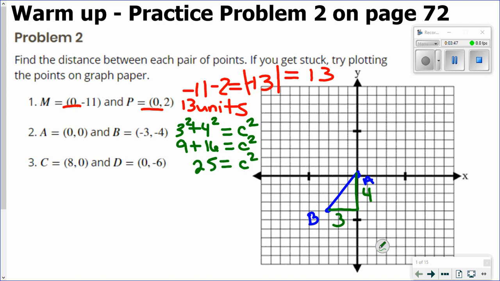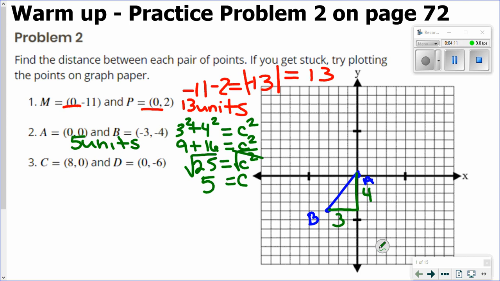Then I know that the distance cannot be 25 because first I have to take the square root of it, and I get side c being a perfect square, which is 5 units long. So no matter what method you did for problem 2, hopefully you got 5 units. If not, go ahead and pause the video here, copy down the correct work, and adjust your notes accordingly.